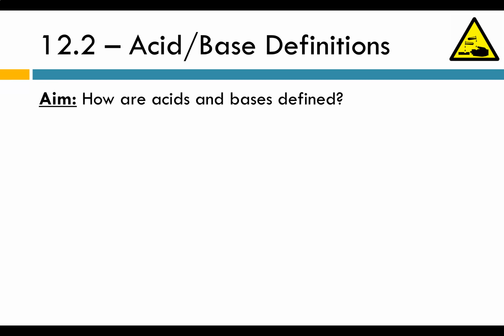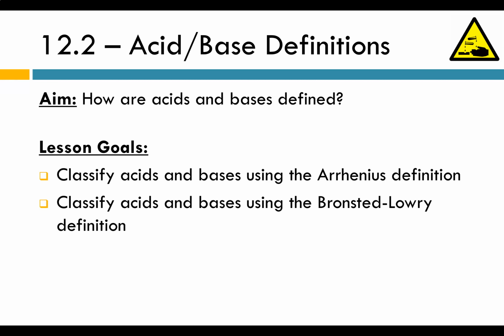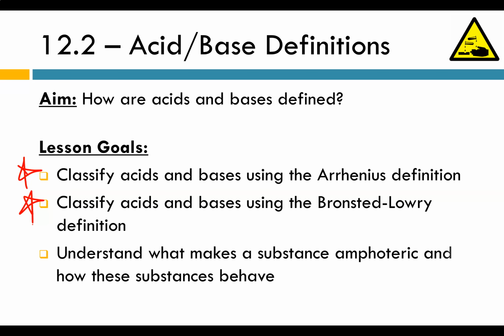Today we're really just going to talk about a couple different ways that you can define acids and bases. Goals for today's lesson include being able to classify acids and bases using the Arrhenius definition, classify those same substances using the Bronsted-Lowry definitions. These are really the two important ones for today. And we're also going to talk about amphoteric substances and their behavior. All right, let's get started.